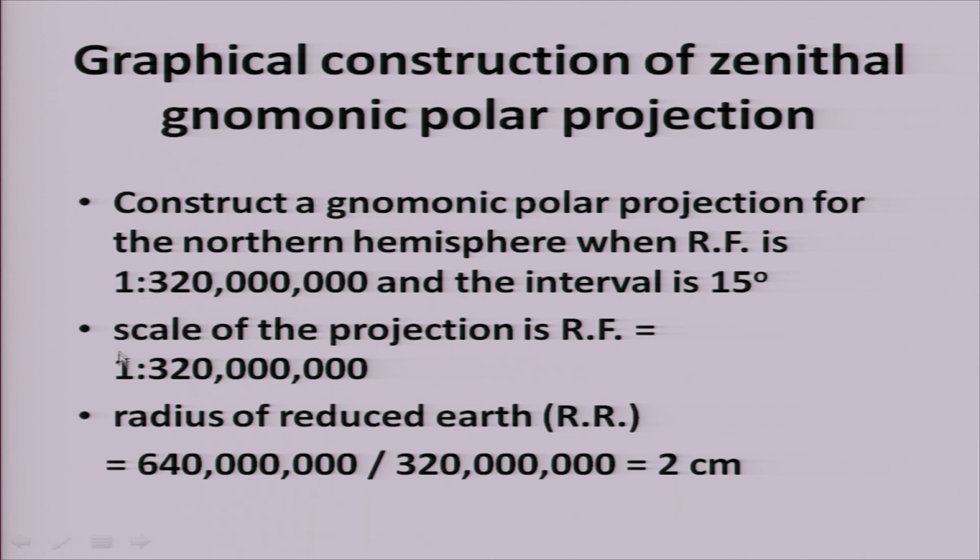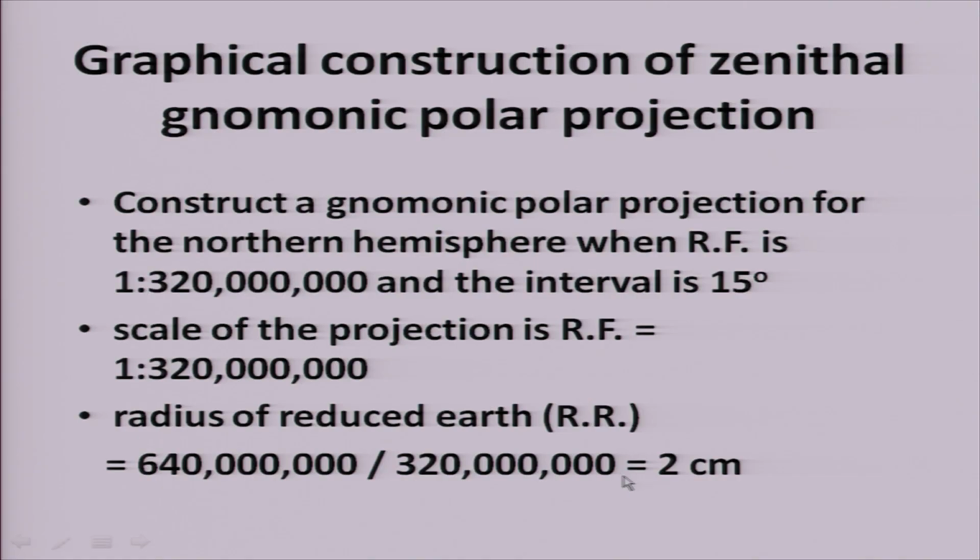So in this question RF is 1:320 million, and as I have already told you, the radius of the earth is 6,400 kilometers, and when we convert kilometers to centimeters, we get 640 million centimeters. Now the radius of the reduced earth would be 640 million centimeters divided by 320 million, which is equal to 2 centimeters. Because 1 unit is represented by 320 million units, 640 million units would be represented by 2 centimeters on the map.